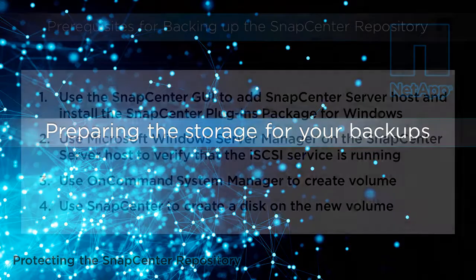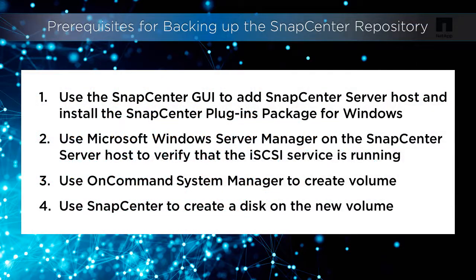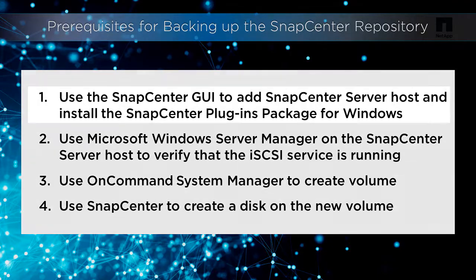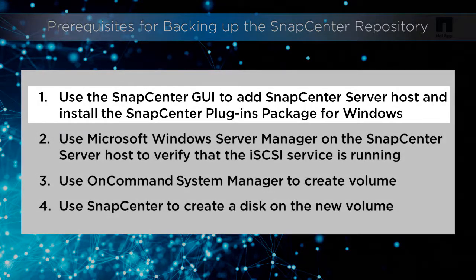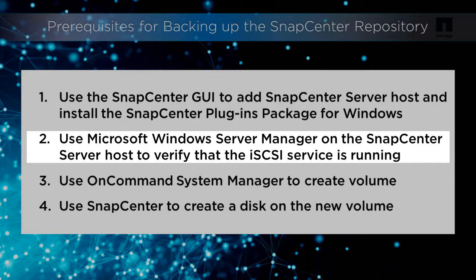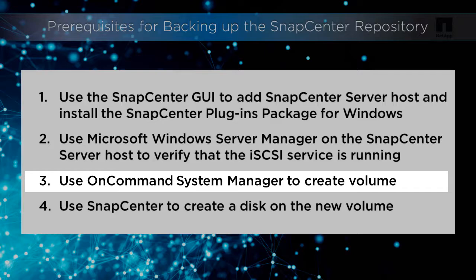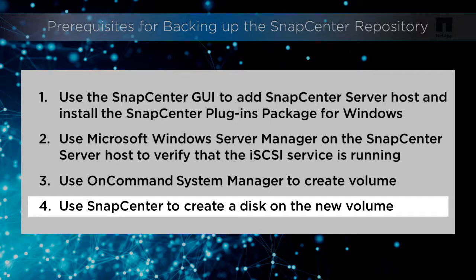Before we can protect the SnapCenter repository, we need to ensure we have storage allocated for the repository backups. There are a few steps we should complete to ensure that backup storage is set up correctly. We will need to use the SnapCenter GUI to add the SnapCenter server host and to install the plugin package for Windows. Use Windows Server Manager on the SnapCenter host to verify that the iSCSI service is running. Use NetApp On-Command System Manager to create a volume on our NetApp storage, and use the SnapCenter GUI to create a disk on the new volume.